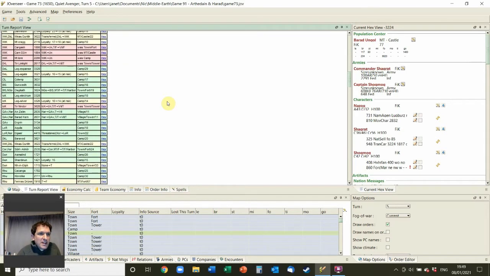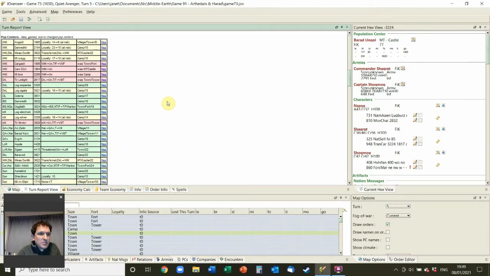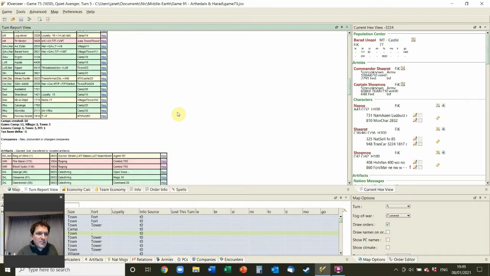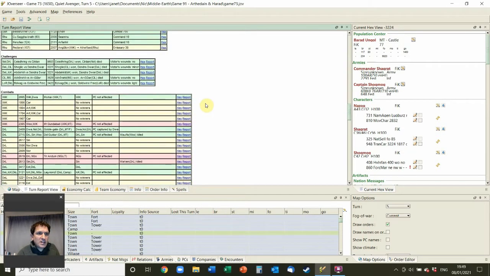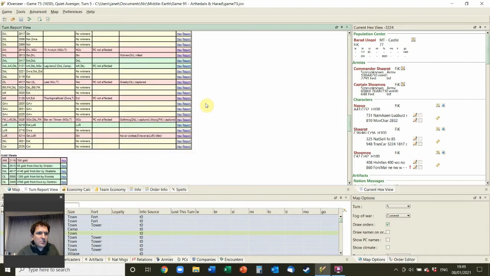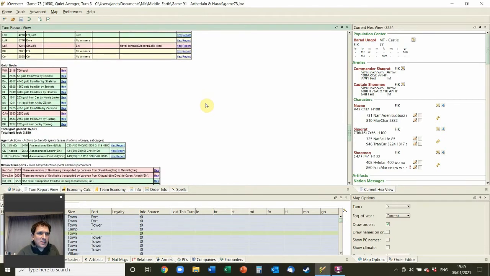Information then on population centres, so new population centres gained. So you can see here Quiet Avenger has named a camp in 3134 called Angrin. It's a camp, it's got 19 loyalty. So various information there. Artifacts, lost, transferred, located, lots of information there, and so on. And you can scroll through and see there's a huge amount going on.